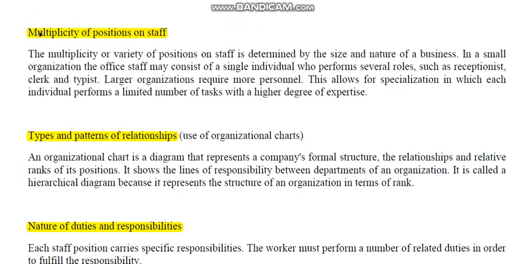So we have the multiplicity of positions on staff. Generally, a small business will have less staff than a large scale business. This is basically dependent upon the size of the business and the activity involved, so how many employees will be employed at that business. It won't be logical to have a small business with a lot of employees because we have to think about payment and our profit line as well.